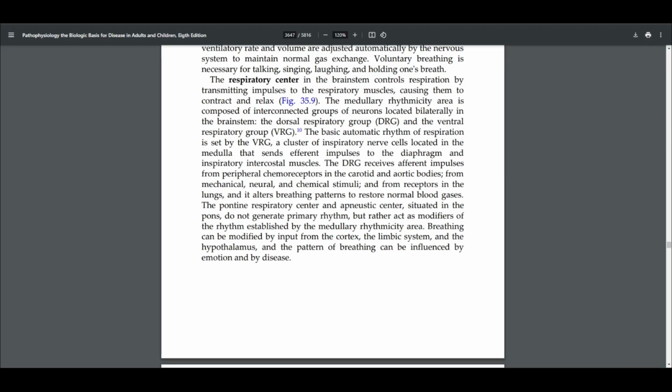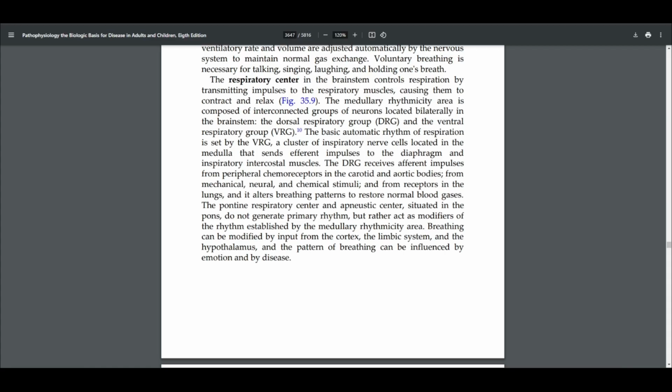The basic automatic rhythm of respiration is set by the ventral respiratory group, a cluster of inspiratory nerve cells located in the medulla that sends efferent impulses to the diaphragm and inspiratory intercostal muscles. The dorsal respiratory group receives afferent impulses from the peripheral chemoreceptors in the carotid and aortic bodies, from mechanical, neural, and chemical stimuli, and from receptors in the lungs, and it alters breathing patterns to restore normal blood gases.